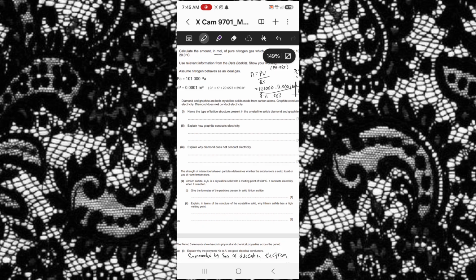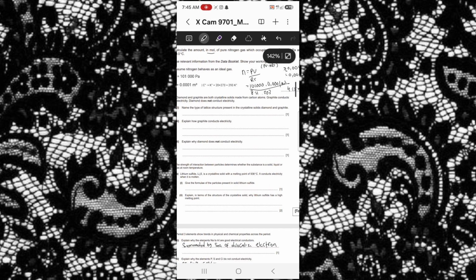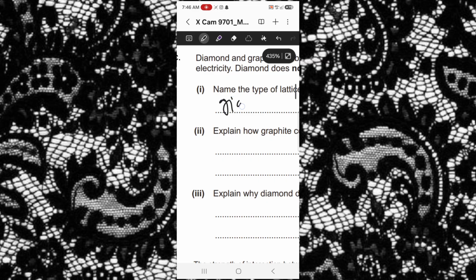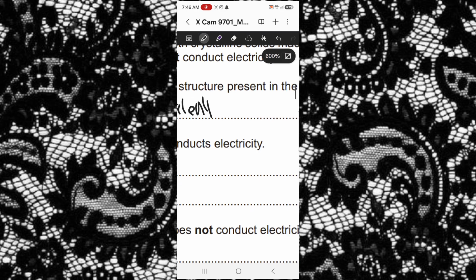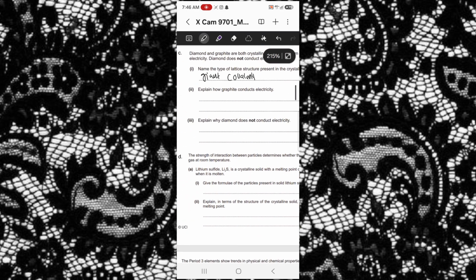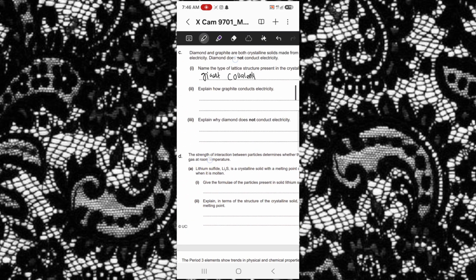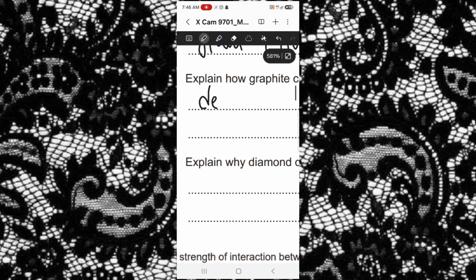Next, diamond and graphite are both crystalline solids made from carbon atoms. Graphite conducts electricity. Diamond does not conduct electricity. Name the type of lattice structure present in the crystalline solids diamond and graphite. So the answer is giant covalent. Second, explain how graphite conducts electricity: because it has delocalized electron.